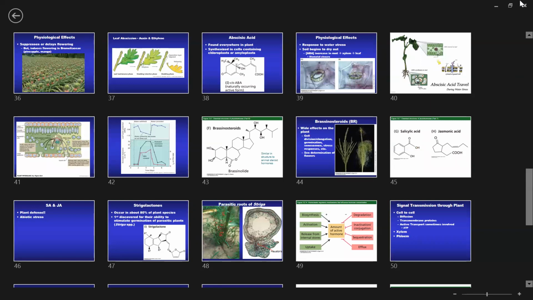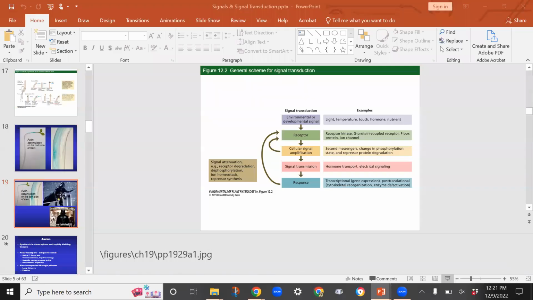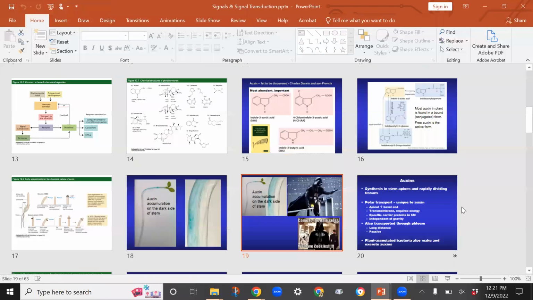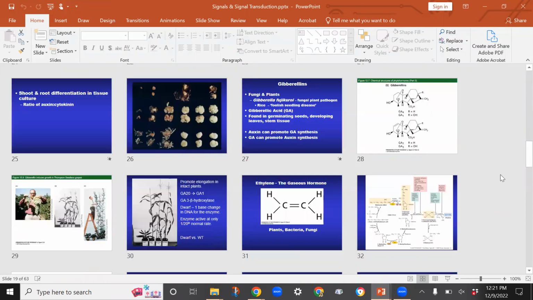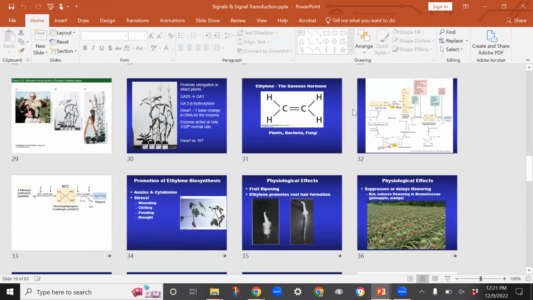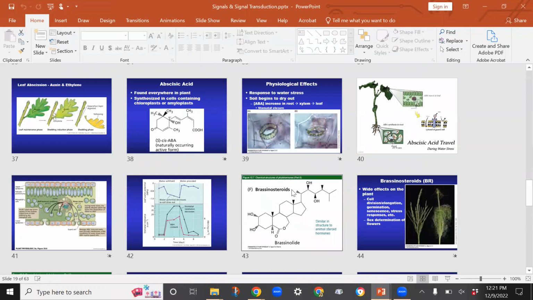So this slide set had the classic five, and then knowing that ethylene is the gaseous one of the classic five. And then we did get into some of these others too.